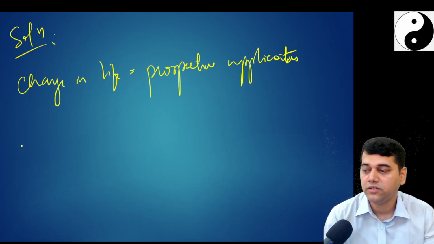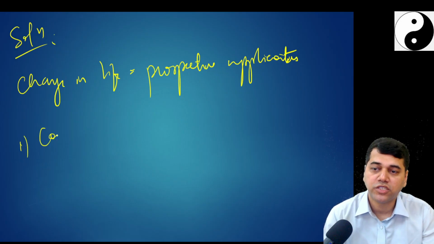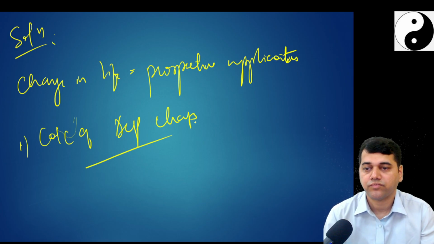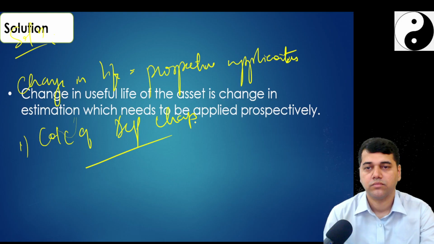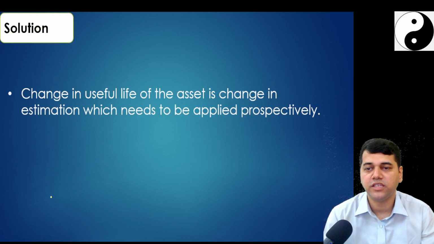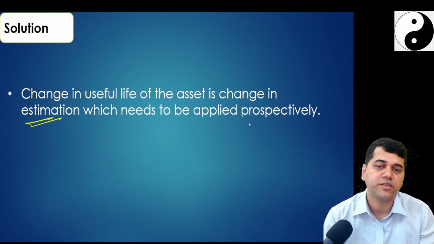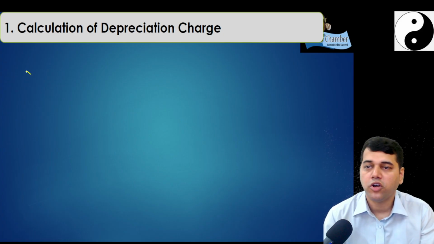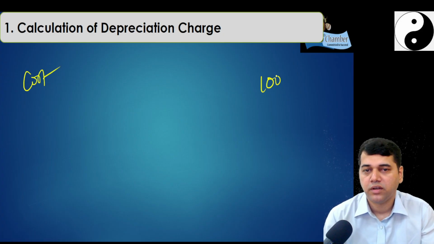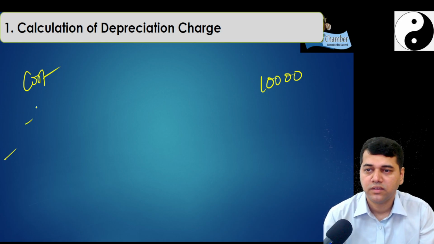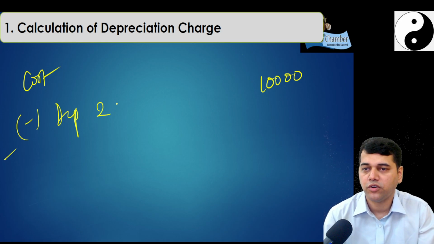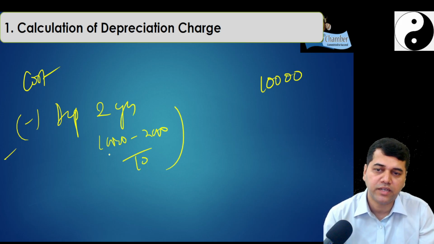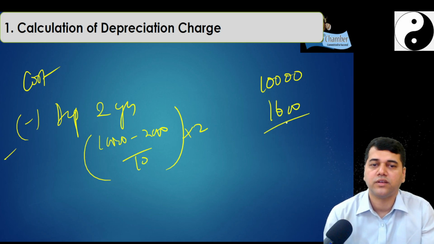So, right, one, calculation of depreciation charge. First to say that change in the life is only a change in an estimate which is prospectively applied. So no retrospective adjustments. Cost is how much? 10,000 less depreciation for 2 years. 10,000 minus 2,000 divided by 10 into 2, 1,600.